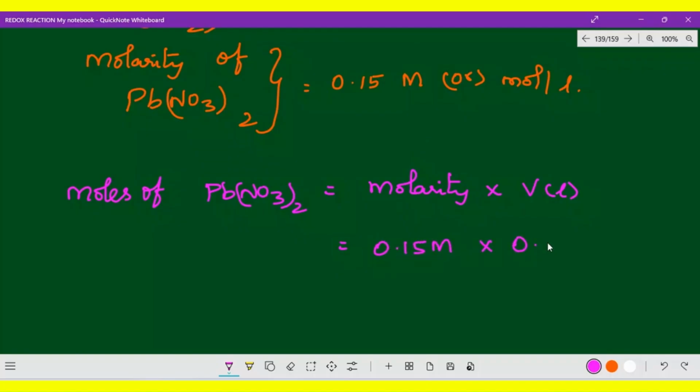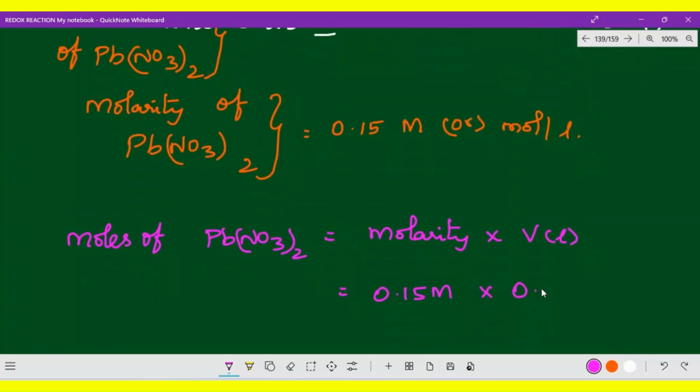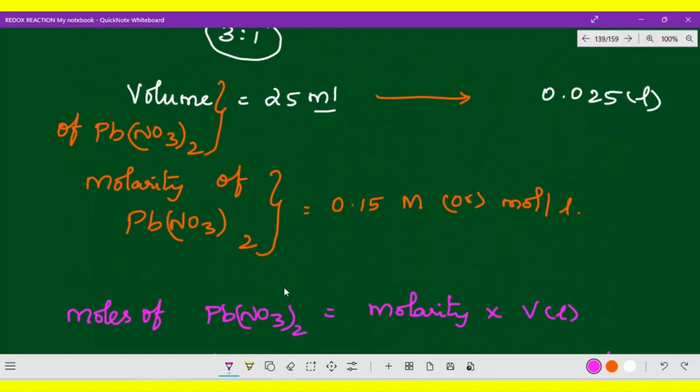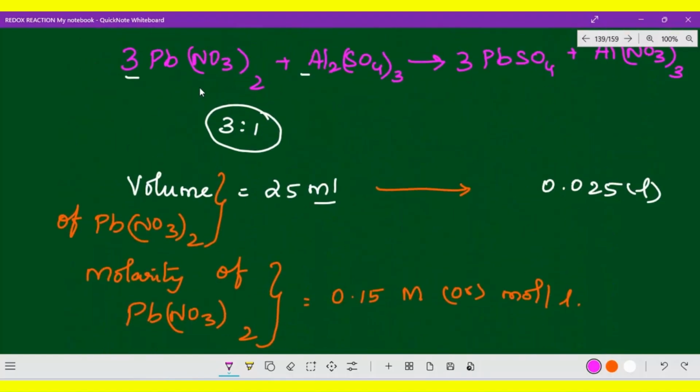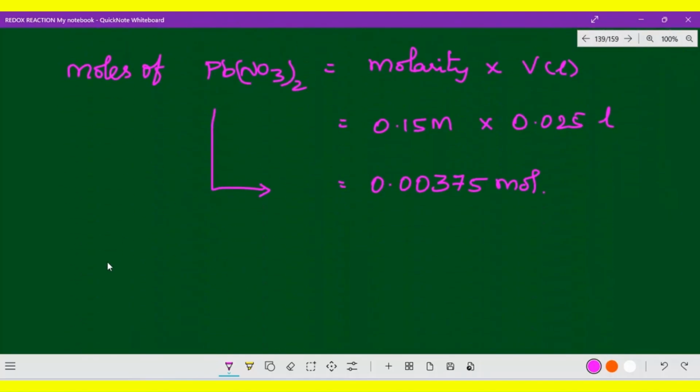Volume in liter, what is it? Just now we found it here, 0.025 liter. Now, what is the correct answer you will be getting? Around 0.00375 moles. So moles of PbNO3 we found. Now, in the balanced equation, I already mentioned 3:1. So 3 moles of lead nitrate require 1 mole of aluminum sulfate. So that means we have to identify moles of Al2(SO4)3.